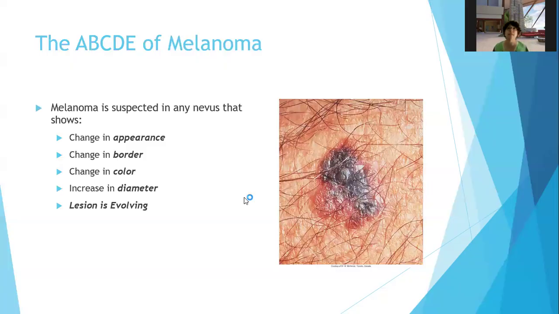So the ABCDE of melanoma is you should suspect any nevus that changes in appearance, border, color, diameter, or if the lesion is evolving in some way. Something's going different with it. So then get in ASAP.